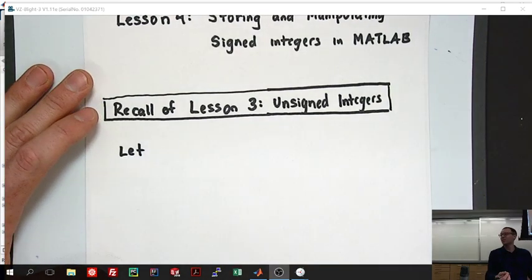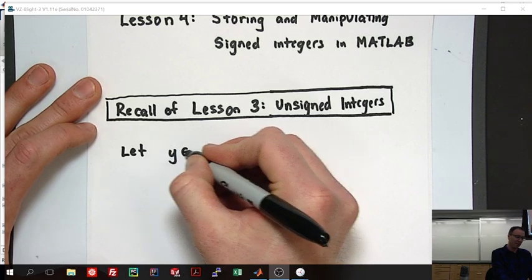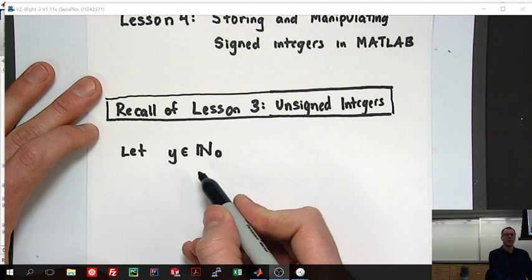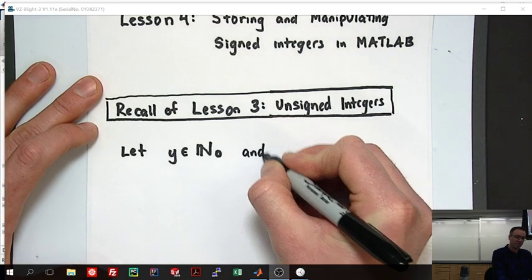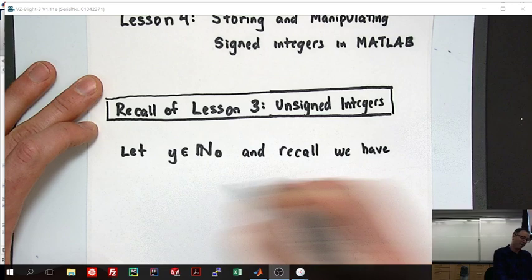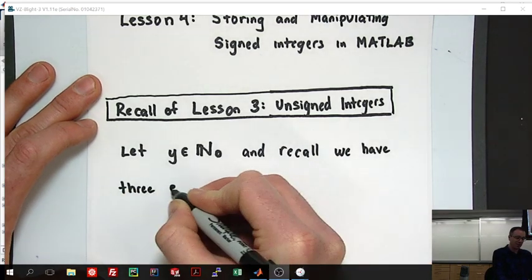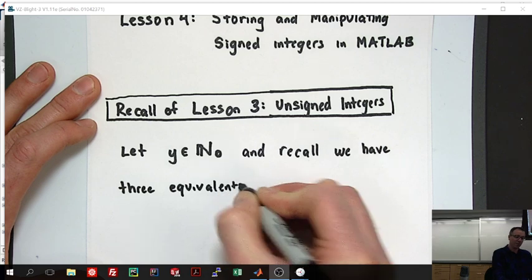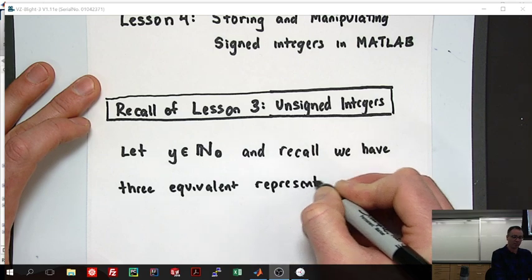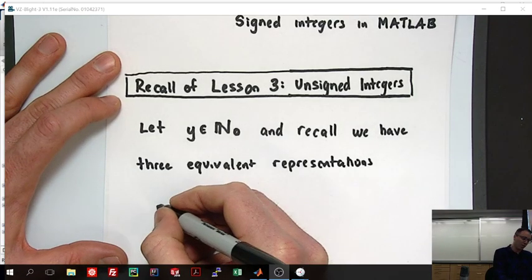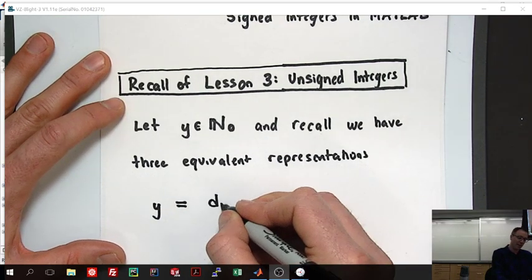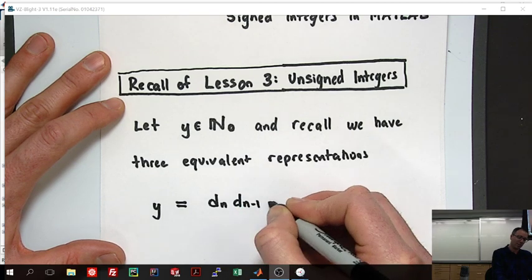Yep, so let y be an element of the non-negative natural numbers. Another way to say that is the non-negative integers. And then let's recall, we have 3 equivalent representations. The one we were used to, yep, we had this idea of decimal, so we said this is an n plus 1 decimal digit representation.